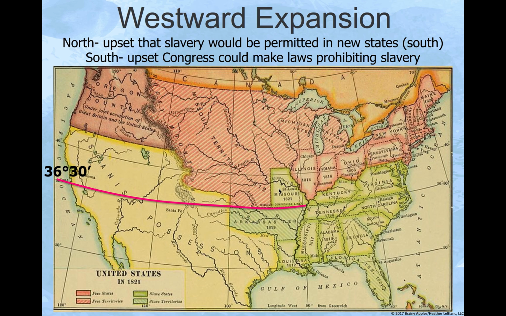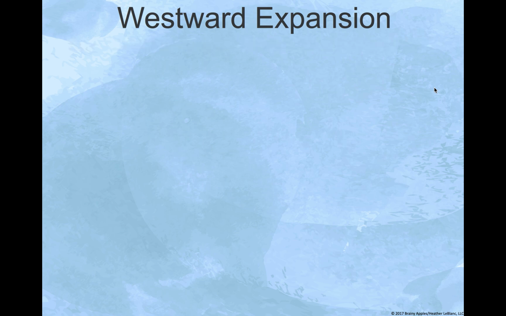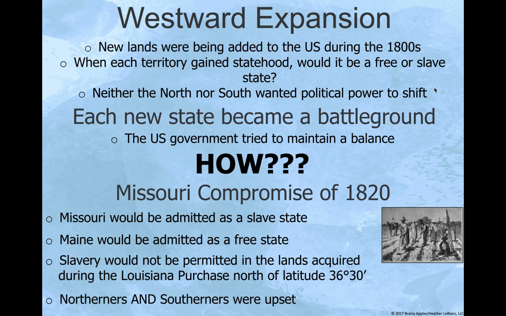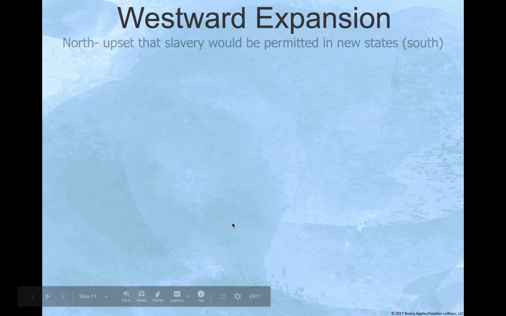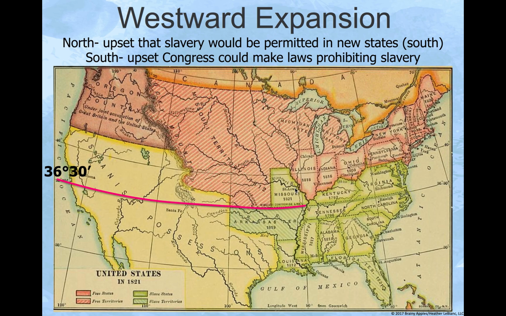So as you can see, Missouri is right here and Maine is right here, right? And Maine, as you can see right here, would be admitted as a free state, and Missouri would be admitted as a slave state. So Missouri is right here, Maine is right here. Right? Free states up here, slave states down here.